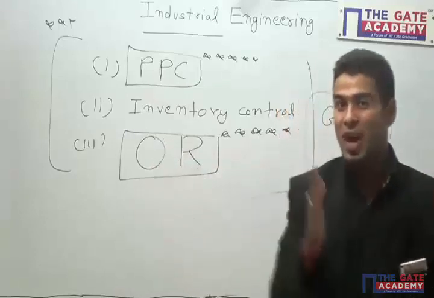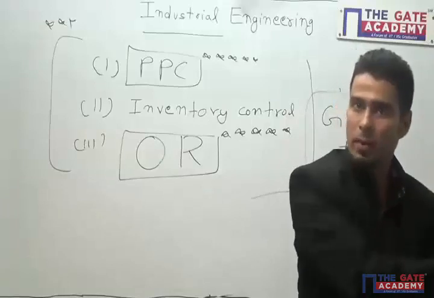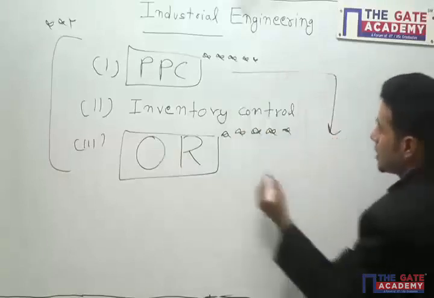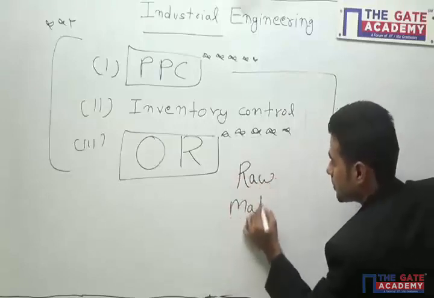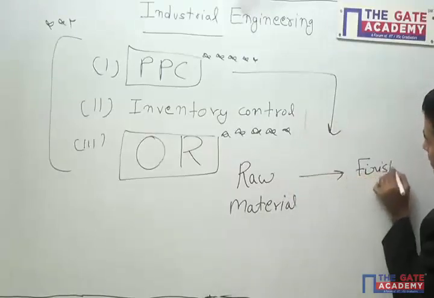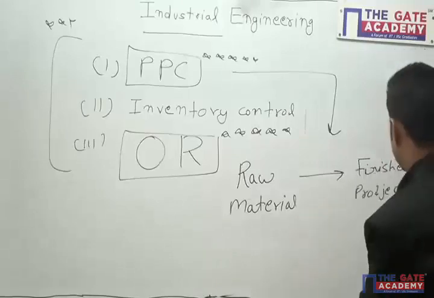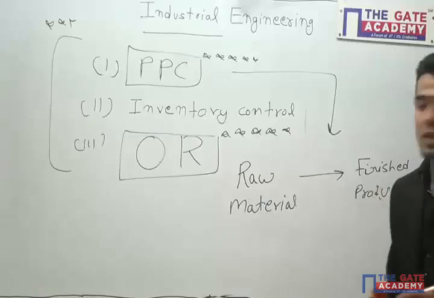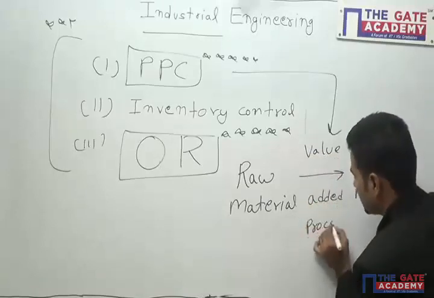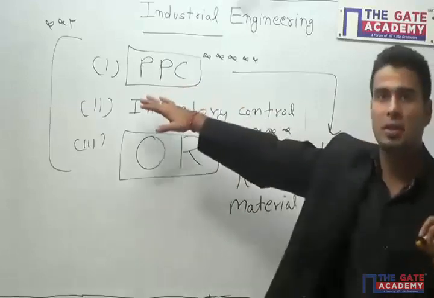What is the meaning of production? If you have some raw material and you want a finished product, how can you get it? By applying a value-added process on the raw material. This is called production. If you do production, you need some planning.